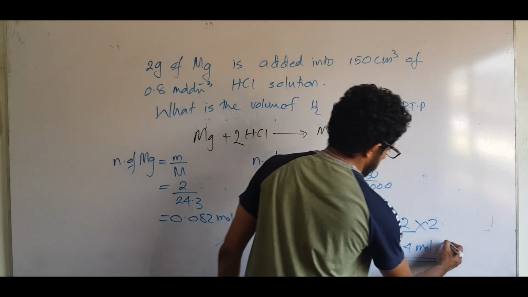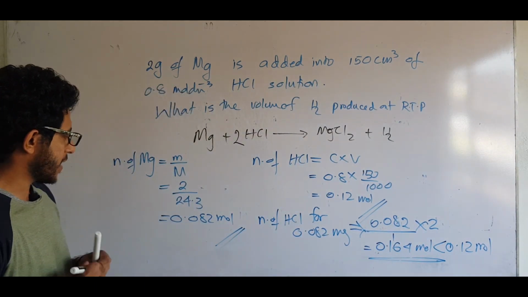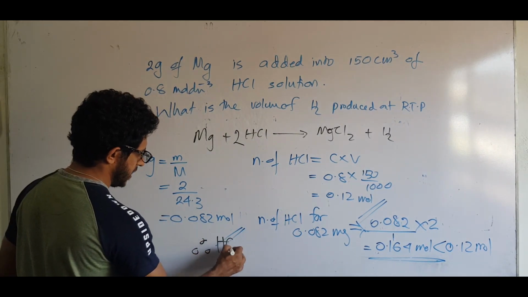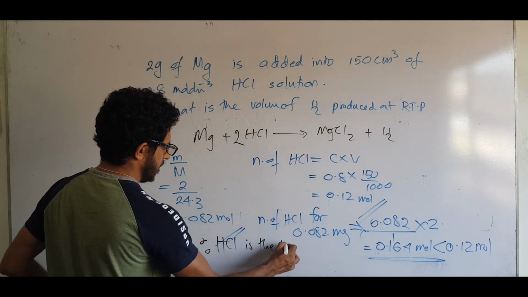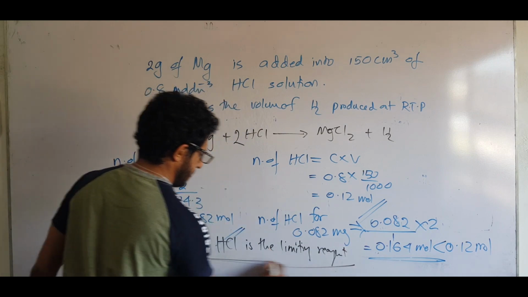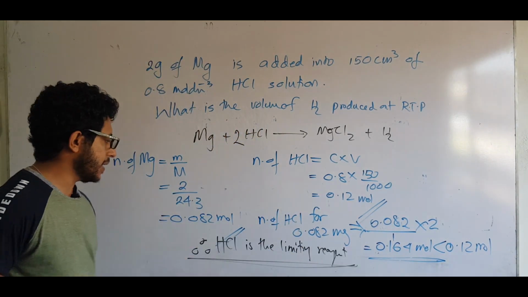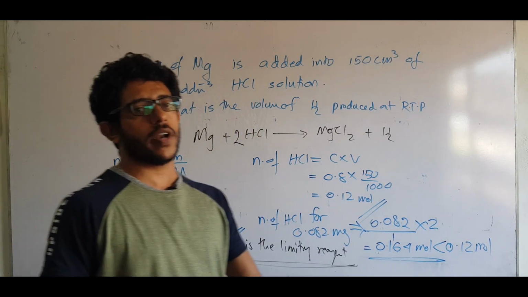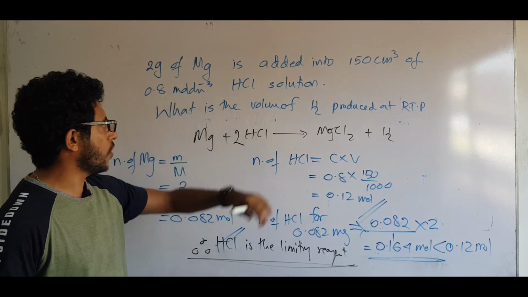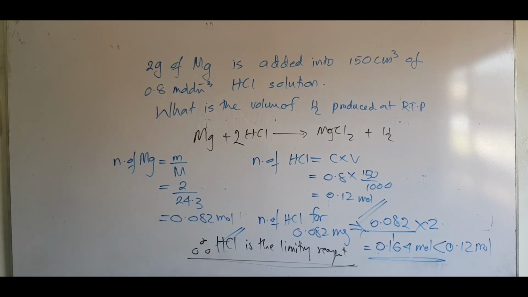So 0.12 is less than 0.164. Therefore we can say that actually HCl is the limiting reagent, not magnesium. Once you find the limiting reagent, the reaction always happens according to the molar ratio. So they are asking what is the volume of hydrogen produced at RTP. We can easily find it using the formula. I'll do it over here.